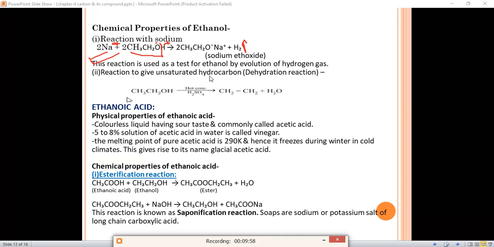Second is reaction to give unsaturated hydrocarbon. Dehydration. Dehydration means removal of water molecule.